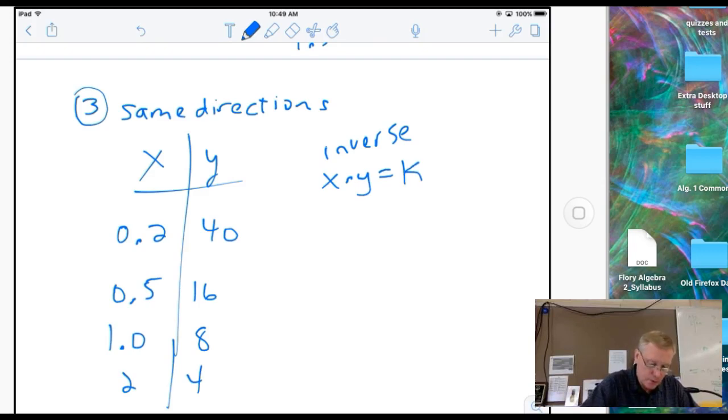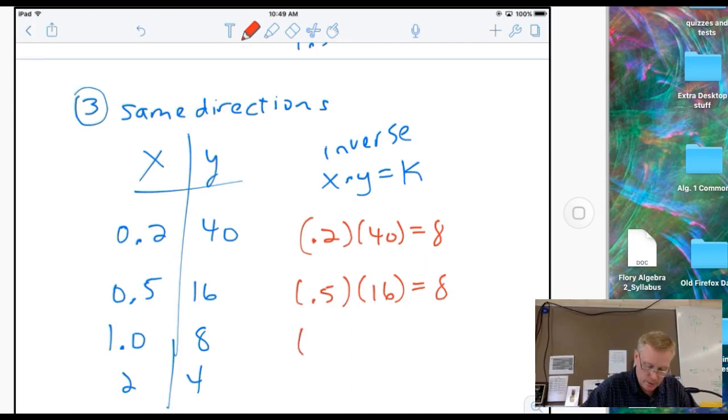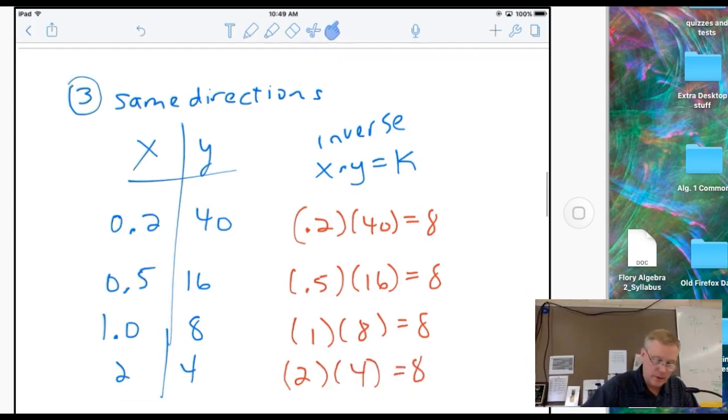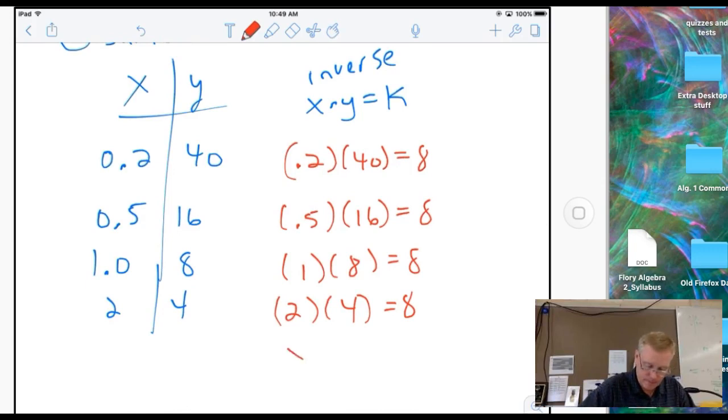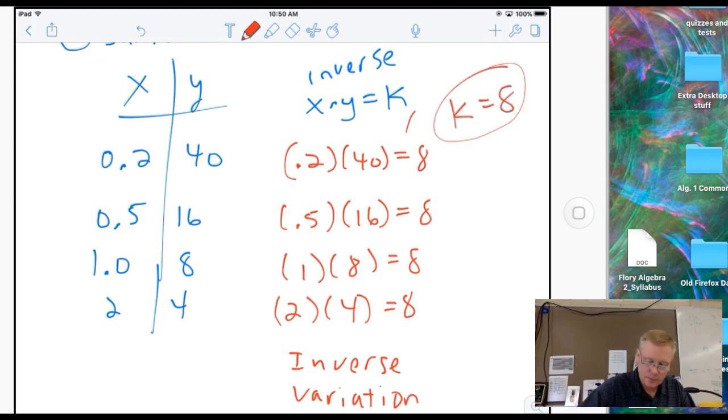So if I take 0.2 and I multiply it by 40, I get 8. 0.5 times 16 is 8. 1 times 8 is 8. 2 times 4 is 8. So this is inverse variation. And I can write an equation for it. K equals 8, because that's what all of those are.